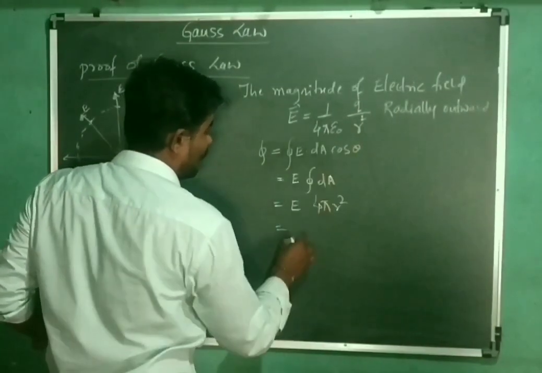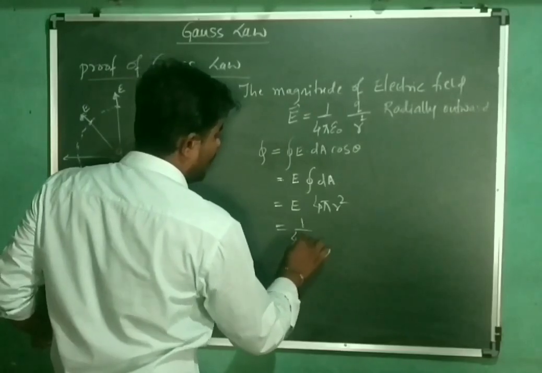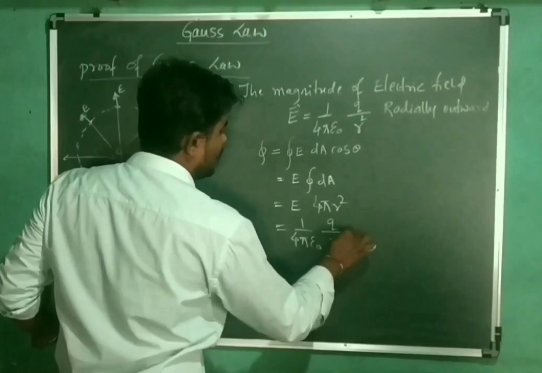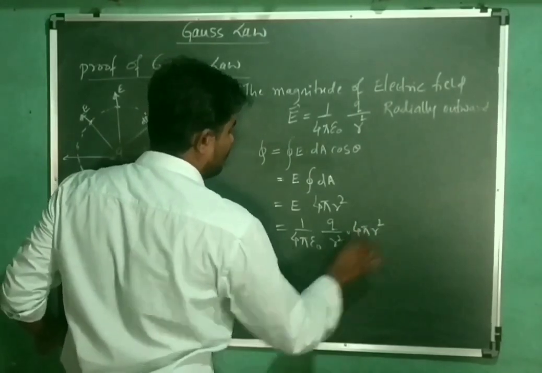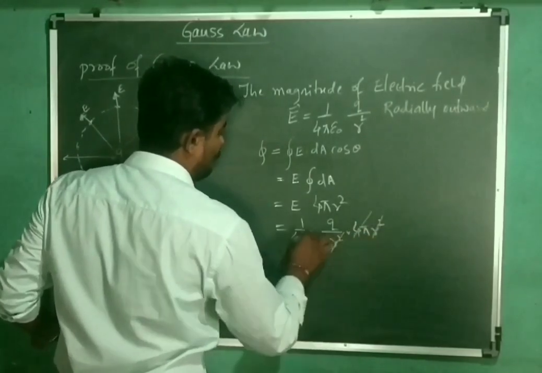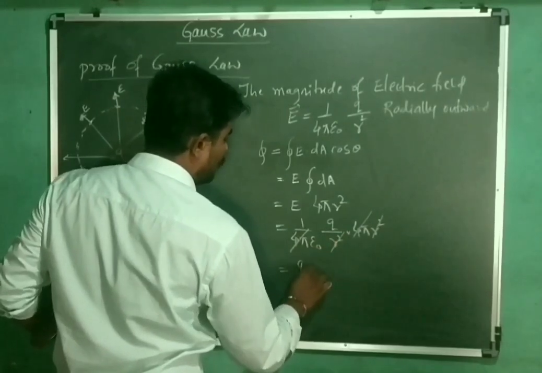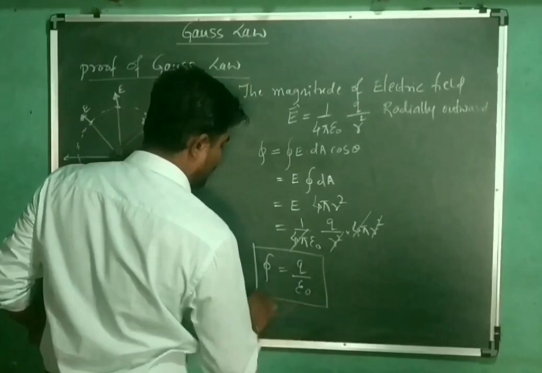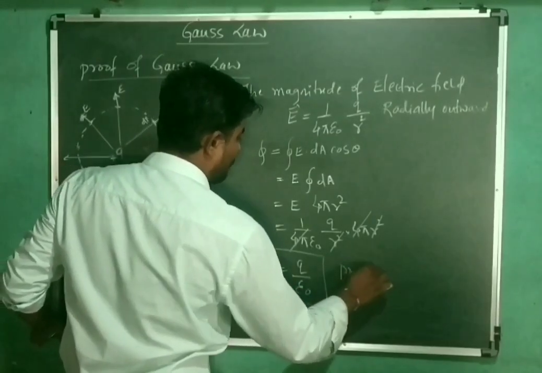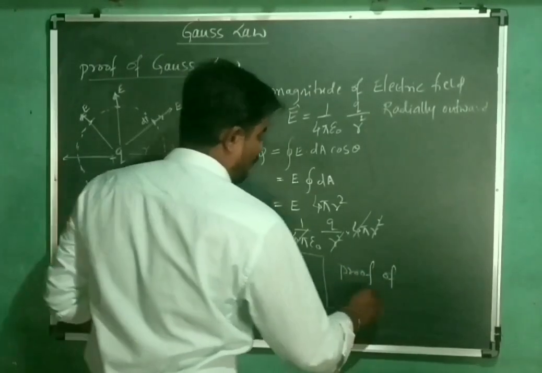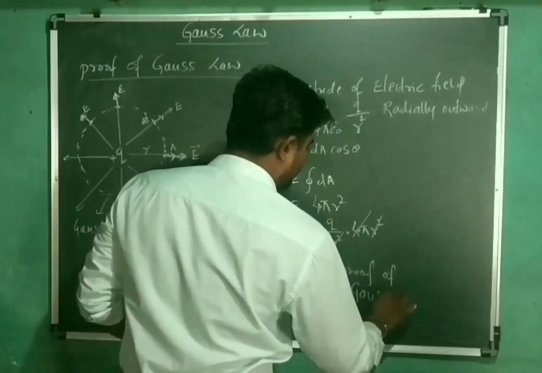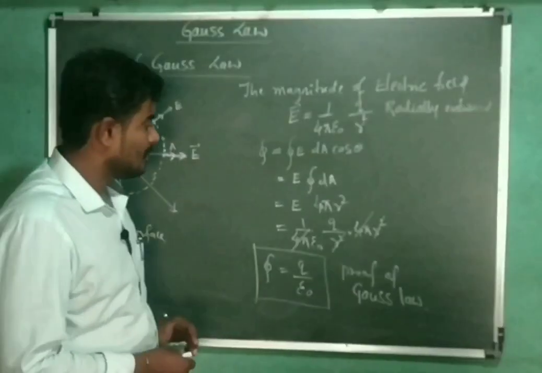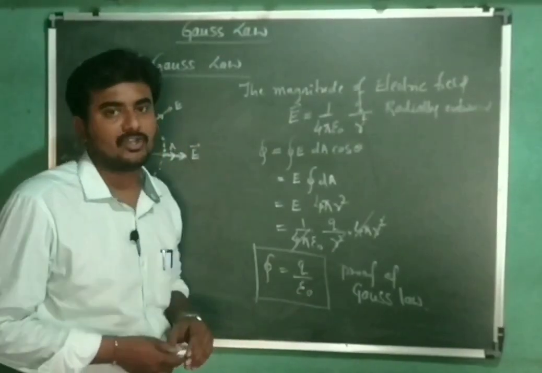And the electric field I have calculated as 1 divided by 4 pi epsilon naught Q divided by R square, into 4 pi R square. Here R square is cancelled, 4 pi is cancelled. What is remaining? Q divided by epsilon naught. This is the flux. This is the proof of Gauss law.